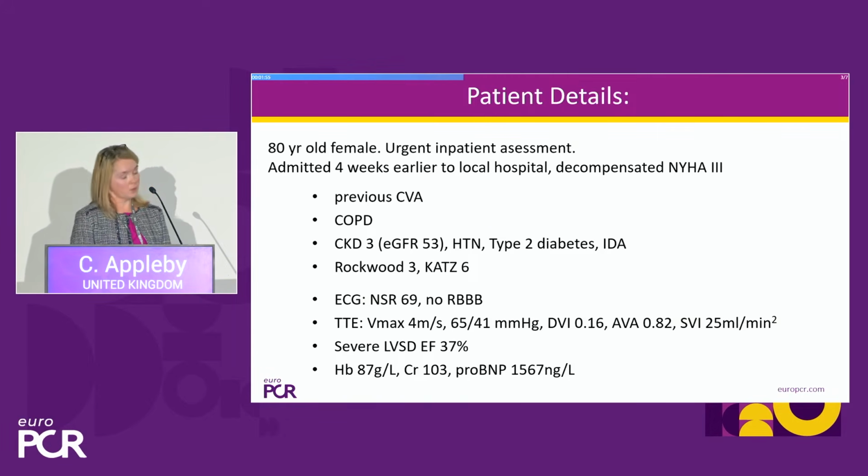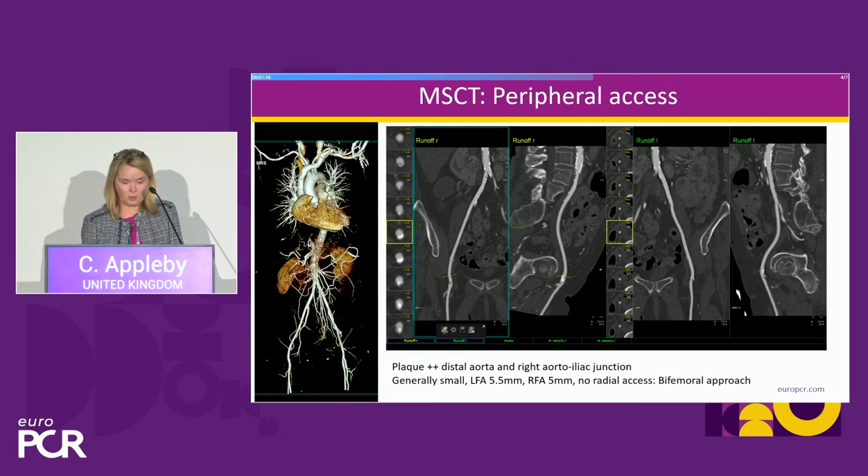And on admission to her local hospital, as investigation for heart failure, her echo had shown severe aortic stenosis, Vmax of 4, with a peak gradient of 65, a mean of 41, and a dimensionless index of 0.16. This was actually in the context of a stroke volume index of 25, so a bit low flow. She had severe LV dysfunction, which was global, with an ejection fraction of around 35%. And her baseline showed hemoglobin of 87, creatinine improved to 103, and pro-BNP was over 1,500.